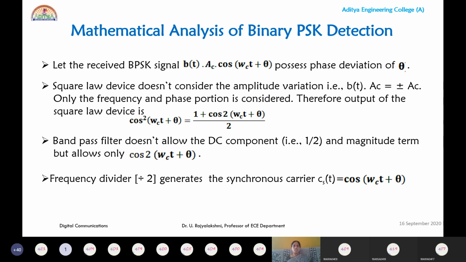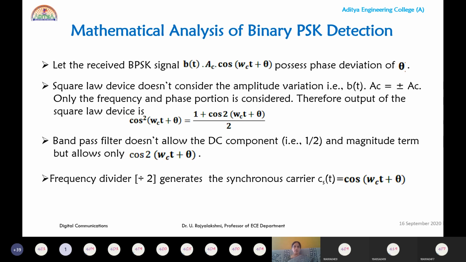Now what is the output of the square law device? The square law device squares the corresponding term. So cos square(omega_c t plus theta) you will get, because we did not consider b(t) Ac, that is the amplitude variation. Therefore the square law device output will be cos square(omega_c t plus theta). It will be (1 plus cos(2 omega_c t plus 2 theta)) divided by 2. This is based on the trigonometric expression that cos square x can be represented as (1 plus cos 2x) divided by 2. So based on the trigonometric expression, you can get the second equation. What is the second equation? The output of the square law device, that is cos square(omega_c t plus theta), you can write as (1 plus cos(2 omega_c t plus 2 theta)) divided by 2.